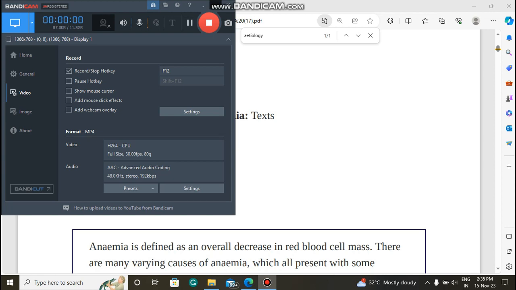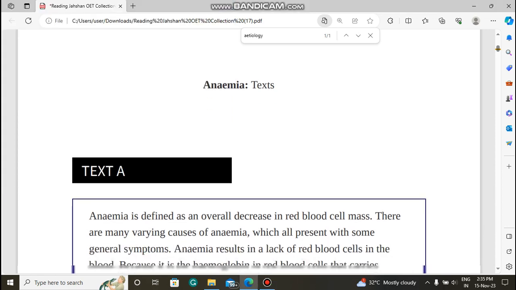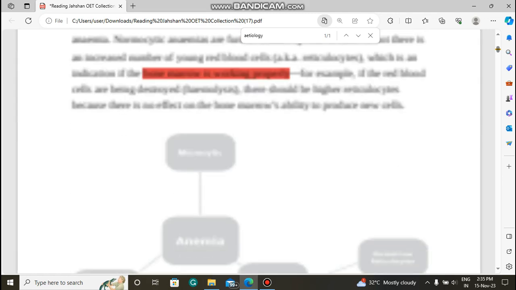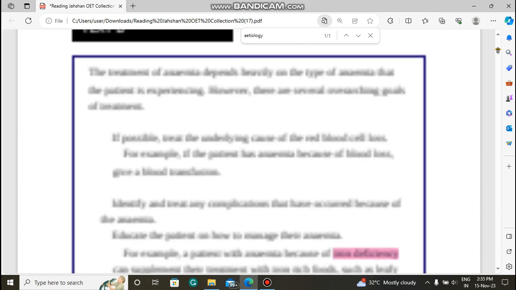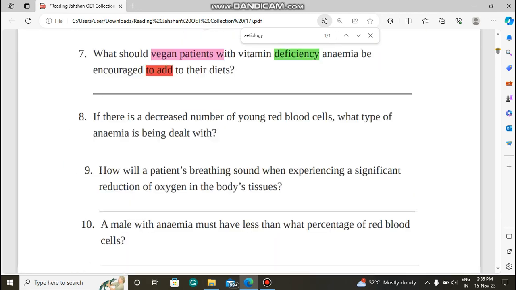In my previous class, I had discussed anemia, reading questions from 1 to 6. In those questions, you had to darken the correct answer. Whereas today, I'm going to teach you how to do questions from 7th onwards. From 7th onwards, you will have to write at least one word or a phrase.